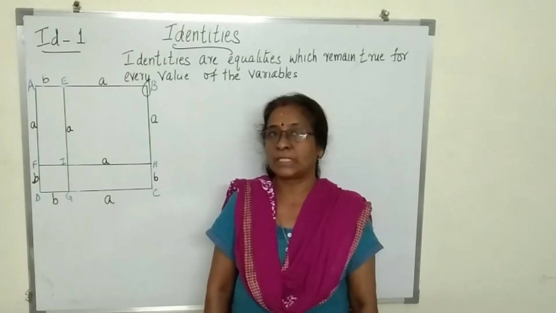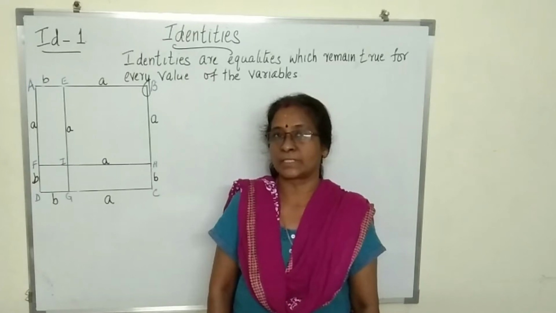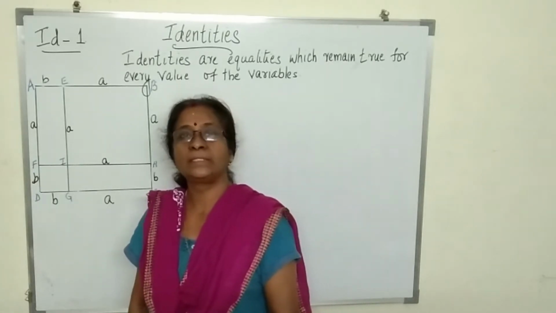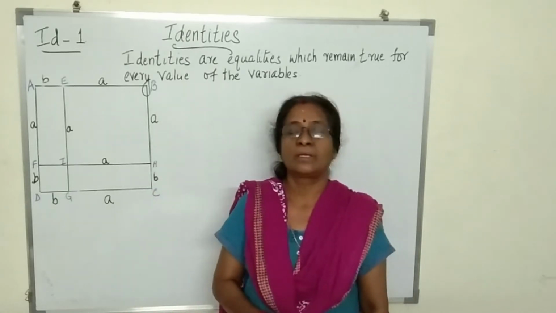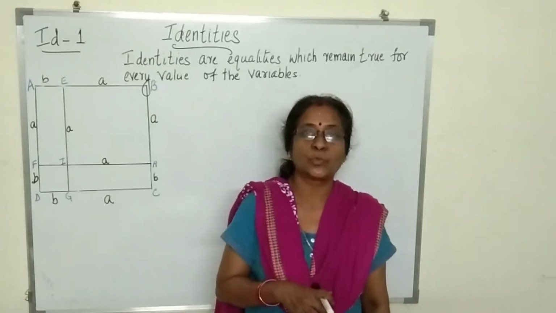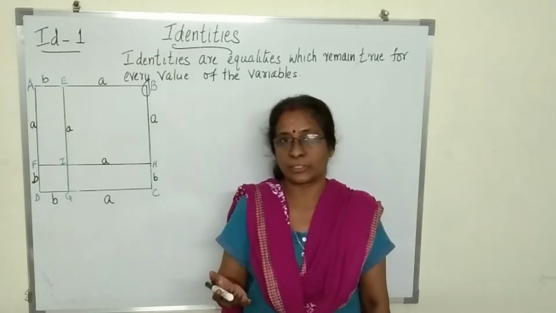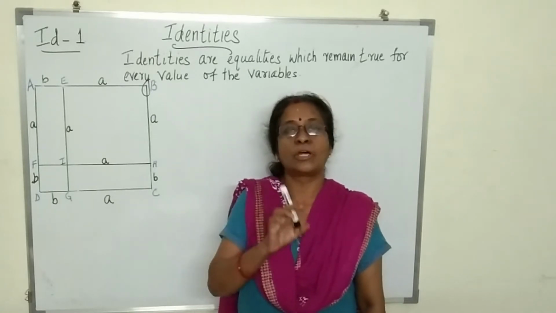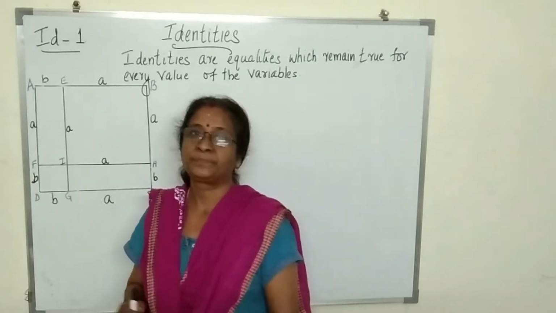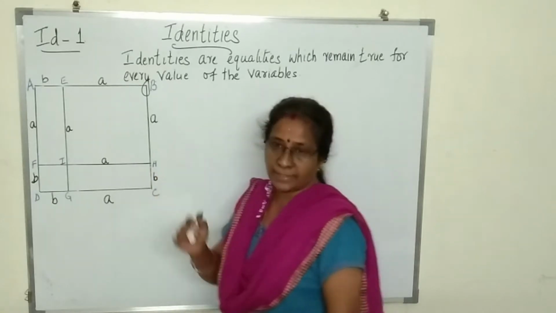Today we are going to learn some special products. They are called identities. Now what are identities? Identities are equalities which will always be true for every value of the variable. Whatever values you put for the variable, the identity will remain the same. Today we are going to learn the first identity.